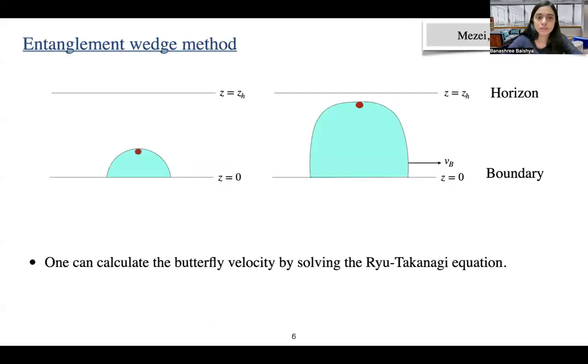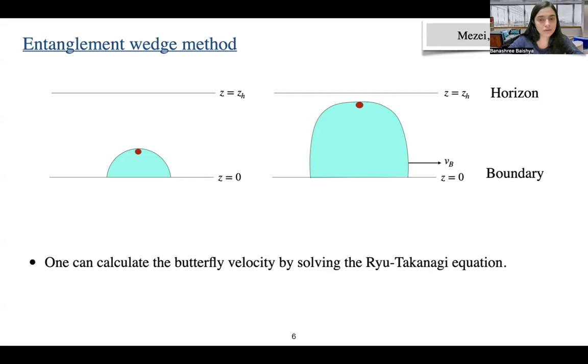For this entanglement wedge method, let's consider z equal to 0 is the boundary and z is the horizon. Now, when you perturb the boundary thermal state, it means you are releasing a particle near the boundary and it is enclosed in the RT surface. As time is evolving, this RT surface is approaching the horizon, and the velocity at which this RT surface is approaching the horizon is the butterfly velocity.